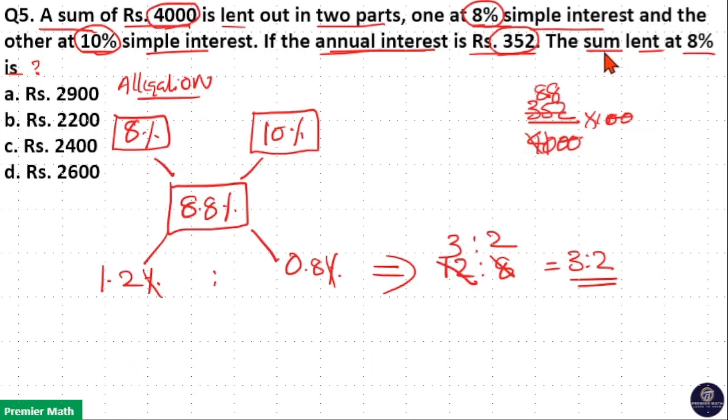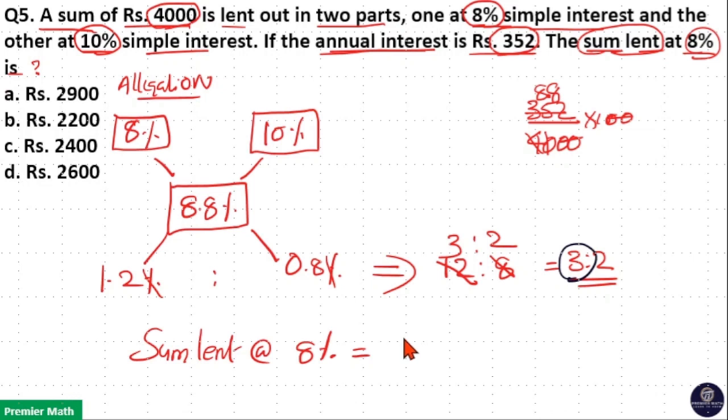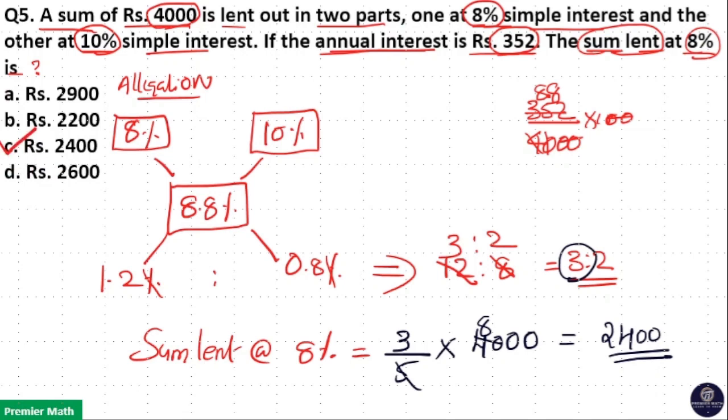Now we need to find the sum lent at 8%. So sum lent at 8% is equal to 3 parts. So 3 out of total parts, which is 3 plus 2, 5, and total money is 4000. Now 3 by 5 of 4000. 5 goes 8 times in 40. So 3 into 800 is 2400. So option C is your answer.